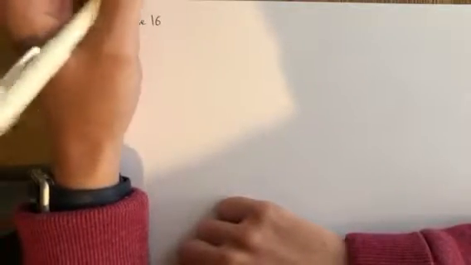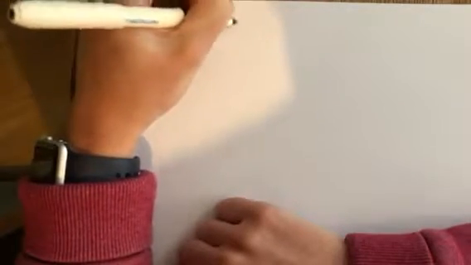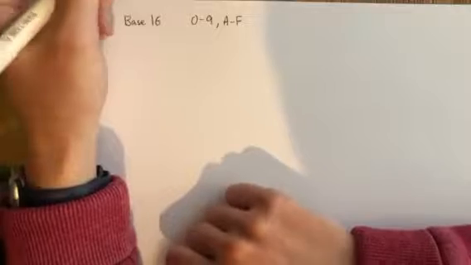So now we're going to have a look at converting hexadecimal numbers into decimal. Now if you remember, hexadecimal is in base 16, which means we have 16 available digits to express our numbers, and those are the digits 0 to 9 and then A to F.